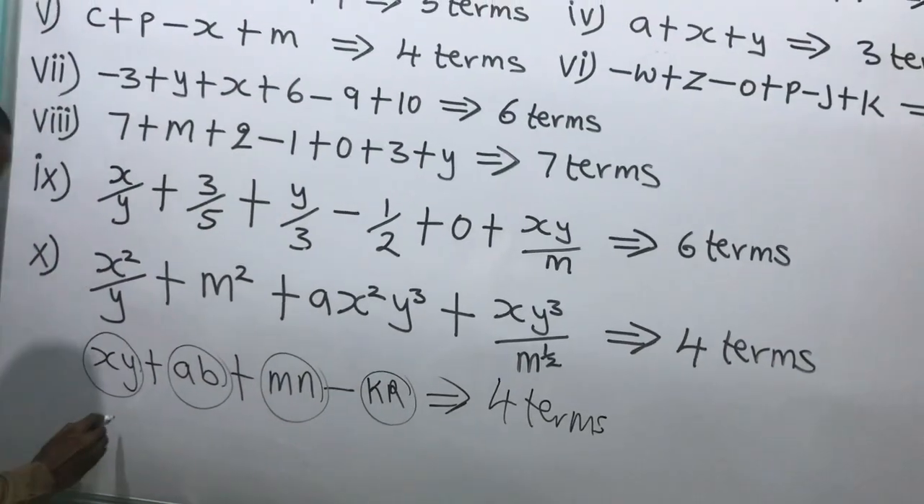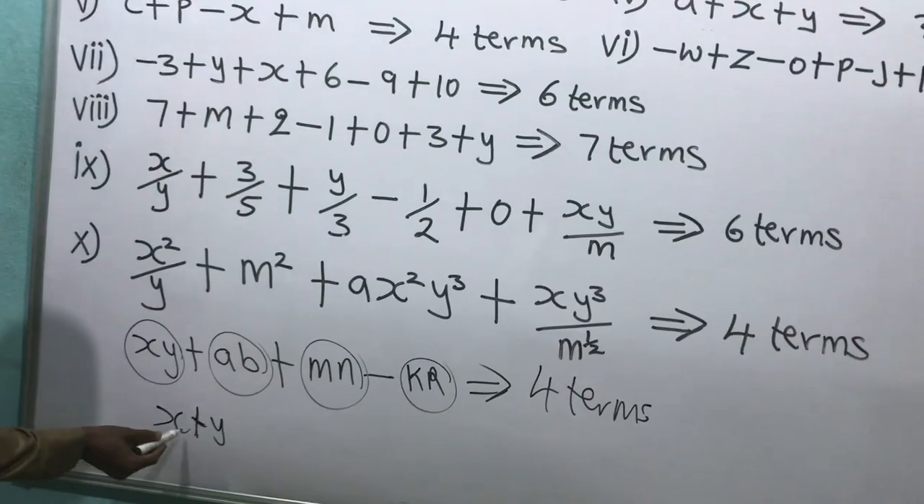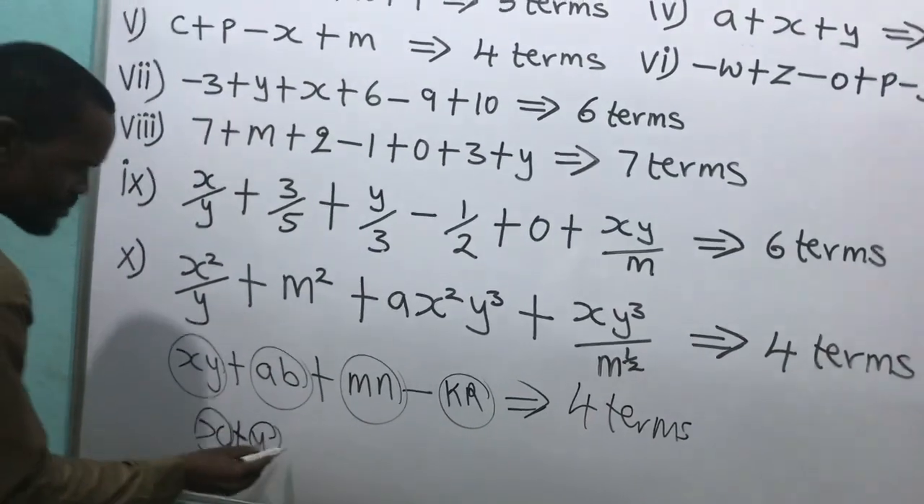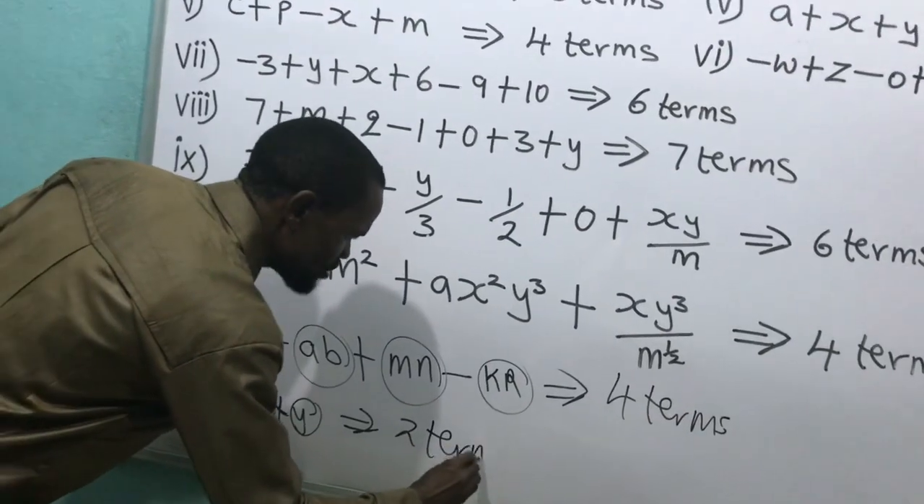Then assuming I have now X plus Y. How many terms did I have here? This is one term, this is one term. This implies what? Two what? Terms. These are two terms.